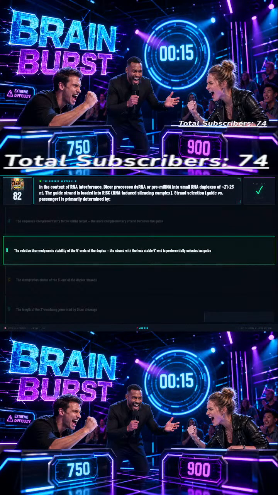Time's up. The correct answer is B, the relative thermodynamic stability of the 5' ends of the duplex. The strand with the less stable 5' end is preferentially selected as guide.